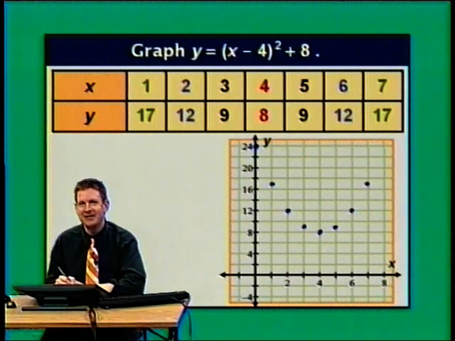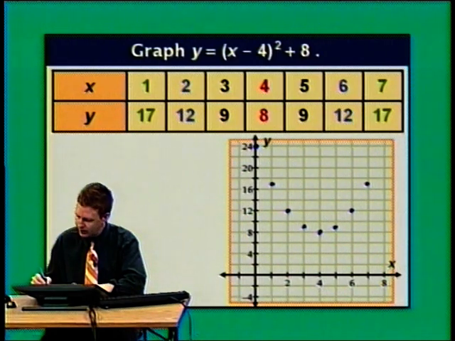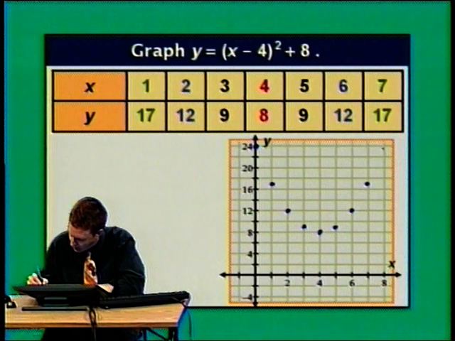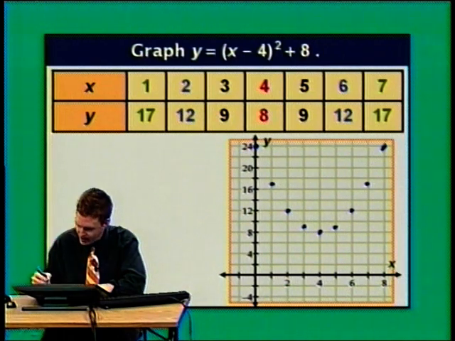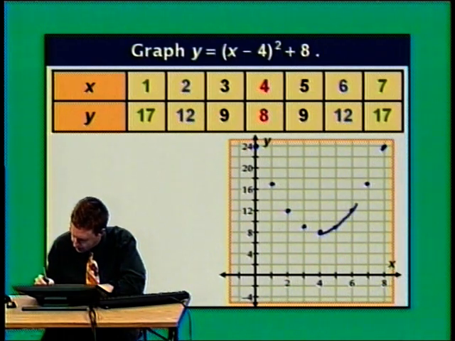0 is 4 units to the left of x equals 4. 4 units to the right of x equals 4 will give us an x-coordinate of 8, so our parabola must also have the point 8, 24. Now I can see clearly I'm going to go off my grid if I go any farther out. So let's go ahead and sketch our parabola.